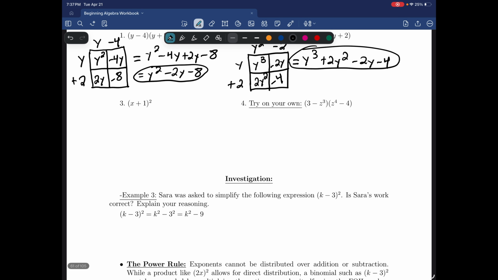Taking a look at example number 3, we have x plus 1 all squared. So when we have something like this, a binomial squared, remember that whenever something is squared, that means we're going to multiply it by itself 2 times. So in other words, x plus 1 all squared is the same thing as x plus 1 times x plus 1. So now that we know that, let's go ahead and multiply these two binomials. So start off by drawing that box.